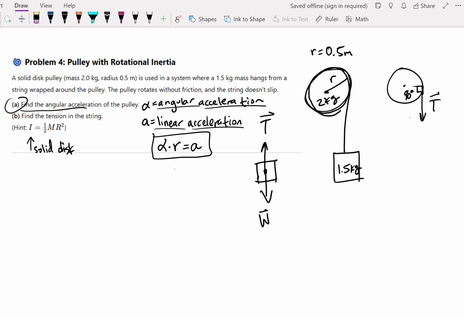We are also given a hint that the inertia of a solid disk pulley is equal to 1/2 the mass times the radius squared. If you remember from your equation sheet, we also have this expression that the angular acceleration times the radius is equal to the linear acceleration. One more equation that we're going to need from our equation sheet is that the angular acceleration of a system is equal to the sum of the torques in the system divided by the inertia in the system.